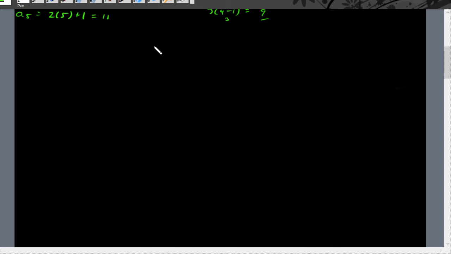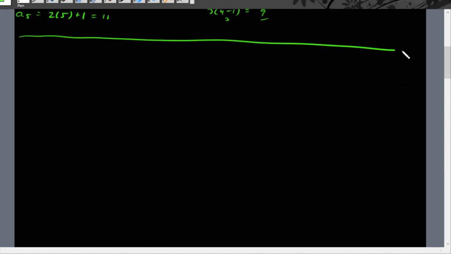Alright, so next we're on number 50, and 50 says it's in the next block, and the next block talks about recursive rules. So it says, given the recursive rule for the sequence, generate the first 5 terms. Alright, so the first one, number 50, says a sub 1 equals 2. A sub n equals a sub n minus 1 plus 3.